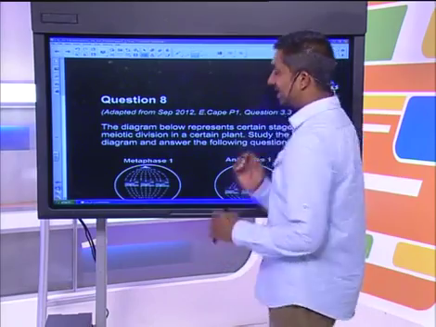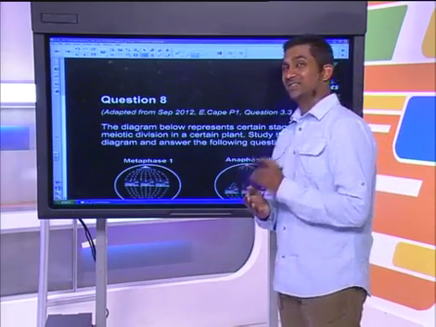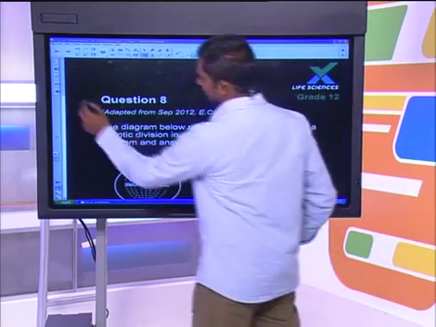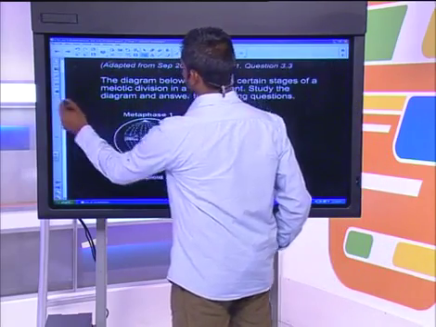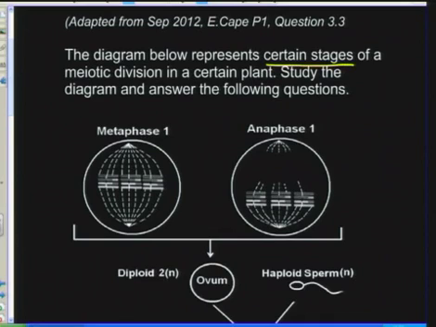We're getting down to the last question. I know we're pushing for time, but I have to do this. It's on cell division, a very important topic. A substantial amount of questions normally come from this. The diagram below represents certain stages of meiotic division. Remember, there are two types of cell divisions, of which meiosis is important for you in grade 12, in a certain plant. Study the diagrams and answer the questions that follow.